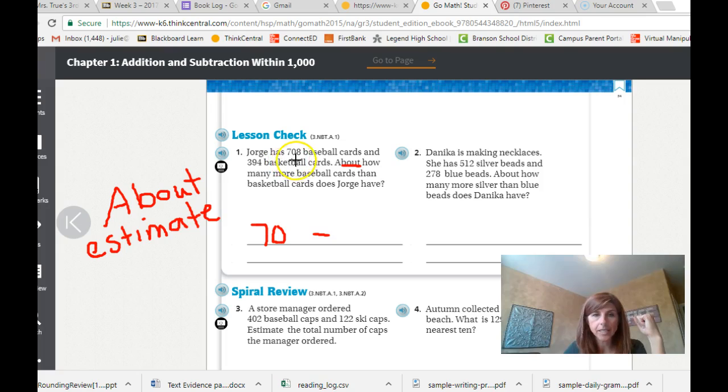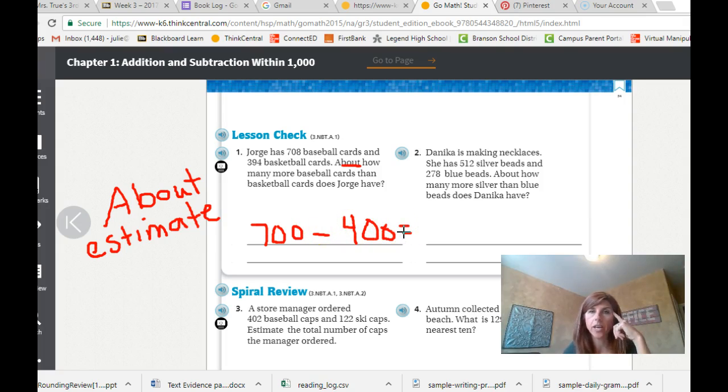708, we're going to round to the nearest hundred. The 0 tells the 7 to stay the same, and the rest to turn 0. 394, so 3, we're rounding to the hundreds place. The 9 tells the 3 to round up because it's from 5 to 9. And 5 to 9 says, okay, the 3 has to go to the 4, and then the 9 and the 4 are going to turn to 0. So about how many? 700, take away 400.